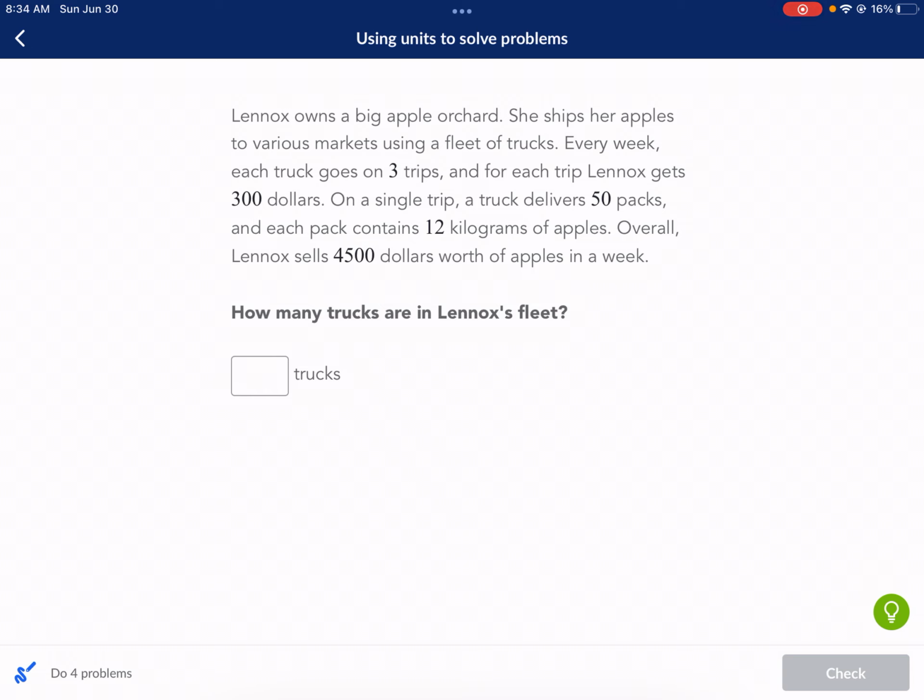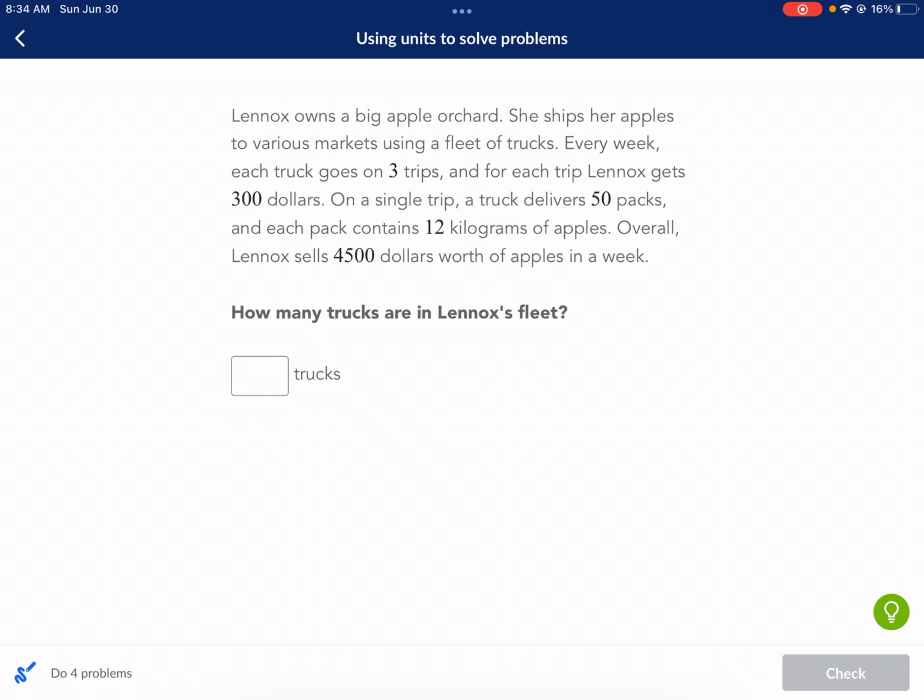Before I read this first question, this entire Khan Academy exercise is all about deciphering what information you need and what you don't, and then building up equations and proportions to solve these problems once you have the correct information. So let's go ahead and read this first problem.